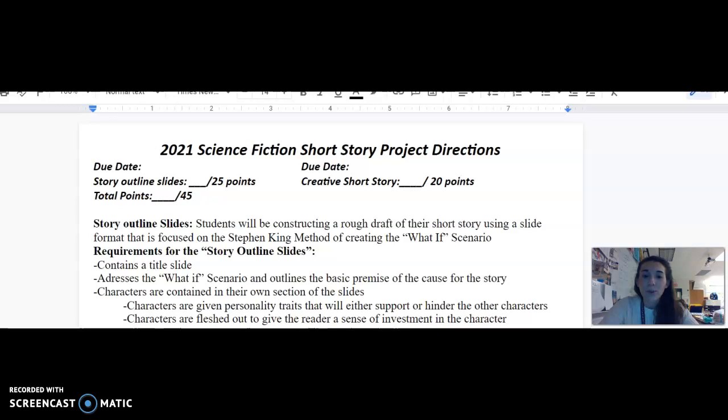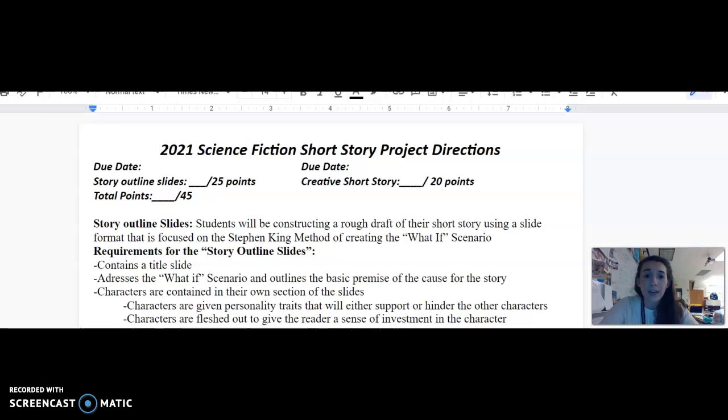And therefore we're going to outline the basic premise of the cause for the story. This gives us a basic idea as to why we are writing the story, what purpose the plot serves. Characters are then going to be in their own section, so the next section should be about your characters that you're going to drop into your what-if scenario. So these characters are contained in their own section of slides.